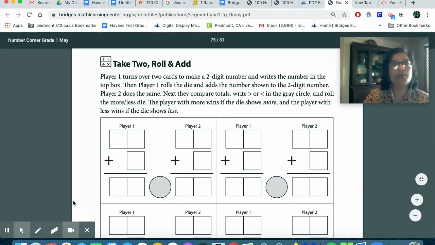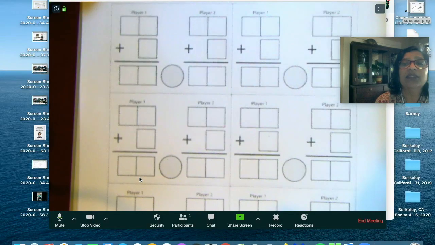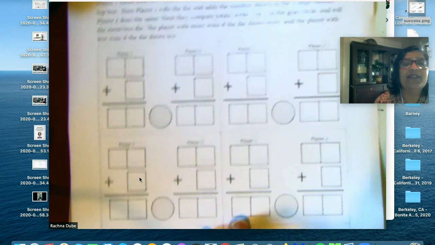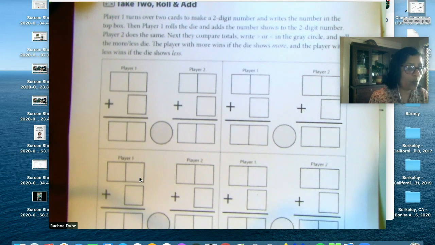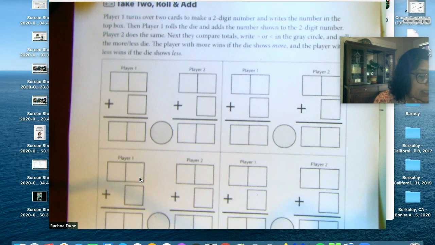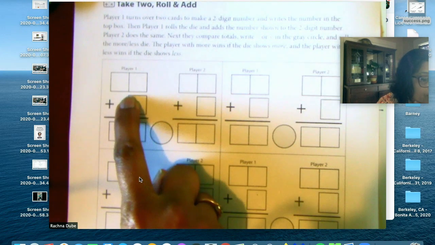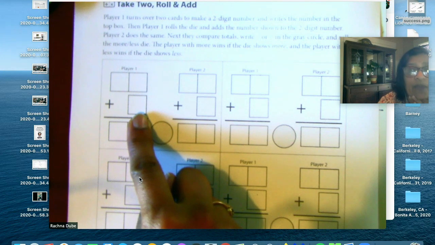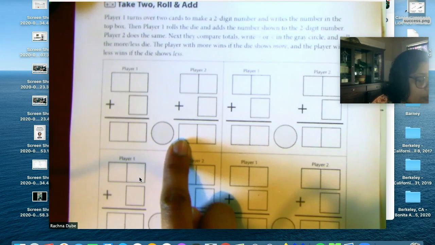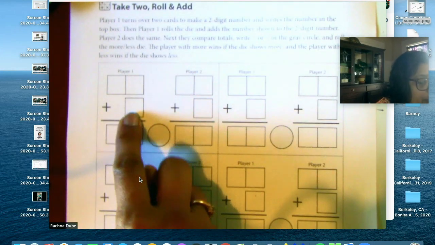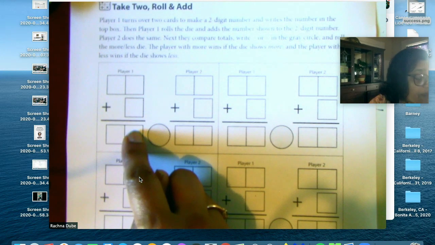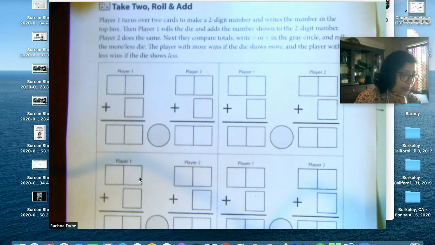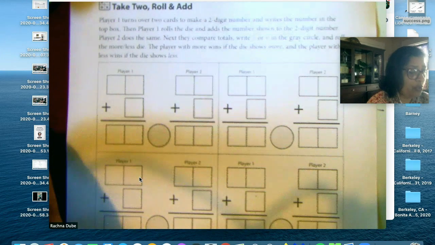So let me show you how this game is going to work. Right now it says player 1 turns over 2 cards to make a 2-digit number and writes the number in the top box. And then you're going to roll a die. Because you're working by yourself, it's just you, right? You're going to get a 2-digit number, you're going to roll a die and add the 2 numbers together, and you will have to get your parents to check this work.